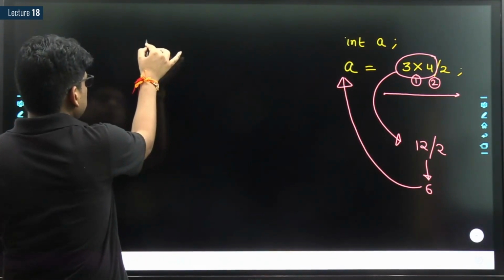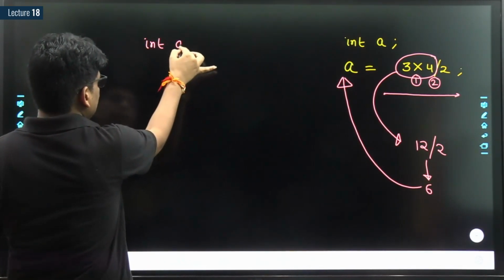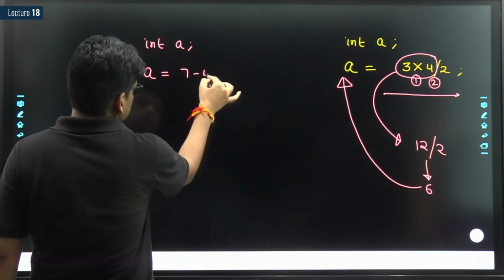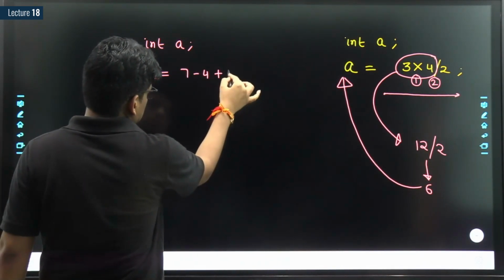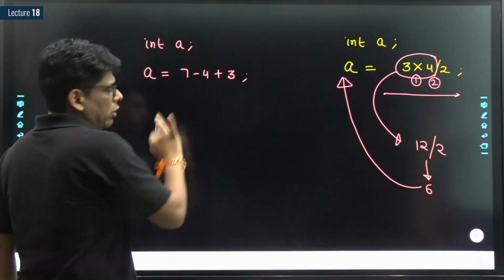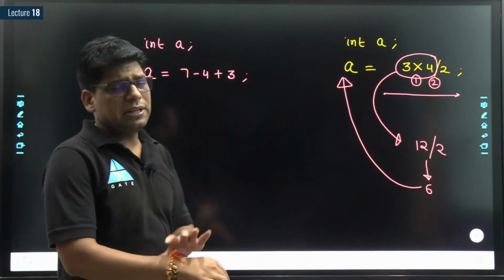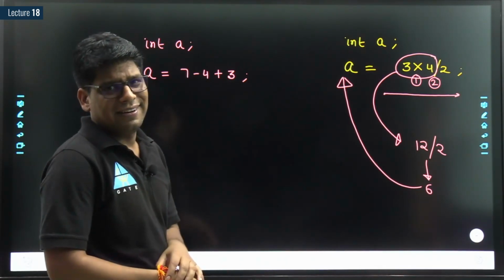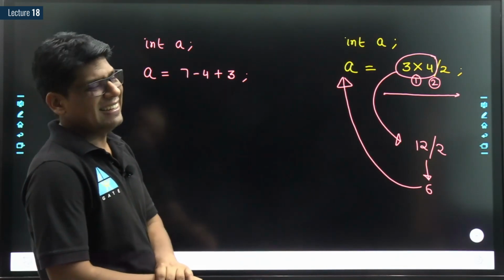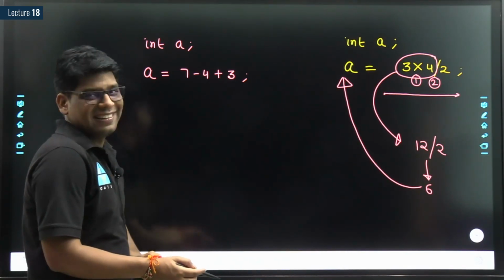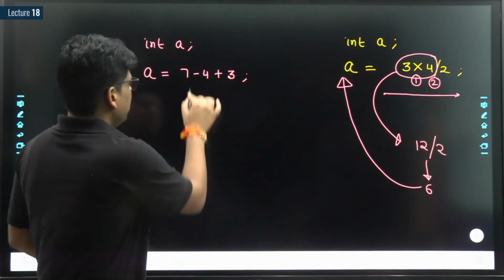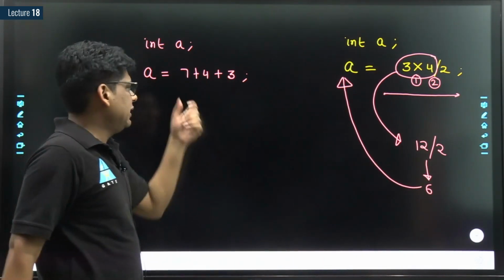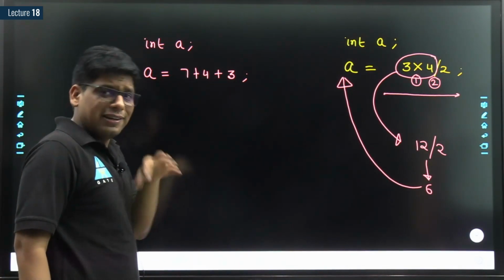Sir, int A is equal to 7 minus 4 plus 3. Don't worry about the result. You know it. Whether we perform this or this first, the result will be same. Try to understand. Let me make things very easy.